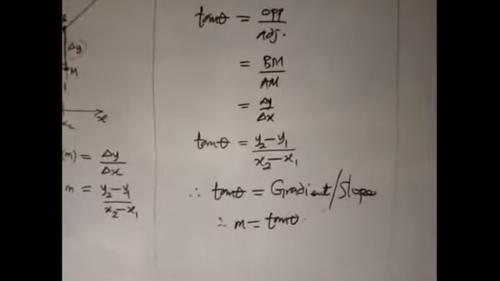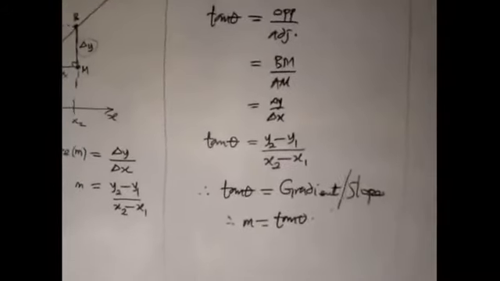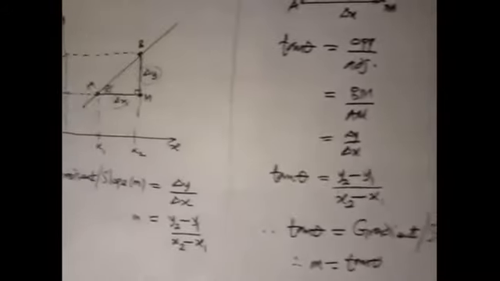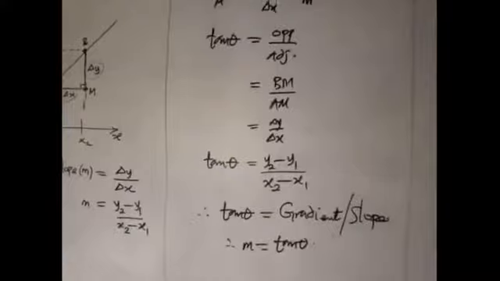With this tan theta, we can see that slope can also be the tangent of the angle of inclination to the horizontal. From our diagram, the horizontal is change in x and the angle of inclination is theta. So our slope can also be what? Tan theta.